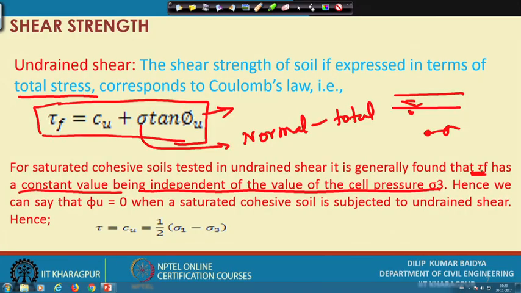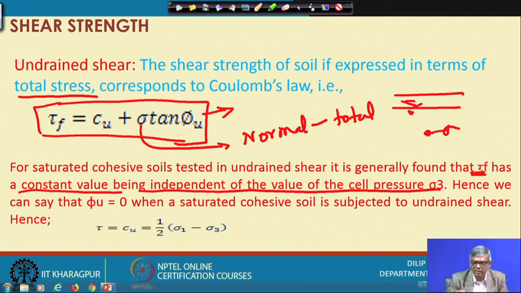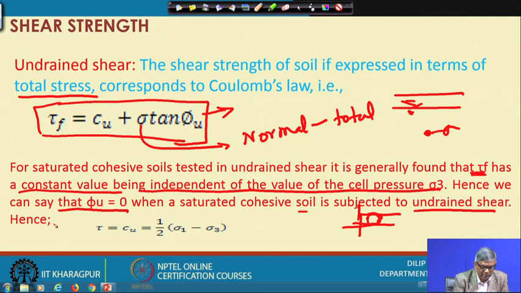So, if tau F becomes constant, that means the failure envelope has to be horizontal, like this, and all circles will be below this line. If this is the axis, the circles will be below this axis. So, tau F constant means there will be no phi. That is, phi equals 0 for saturated cohesive soil subject to undrained shear.